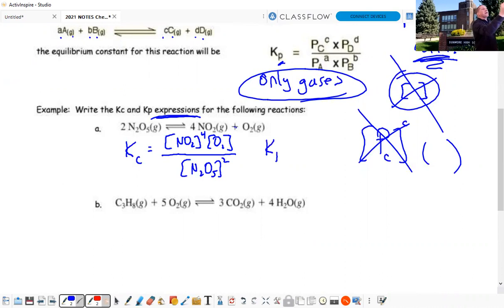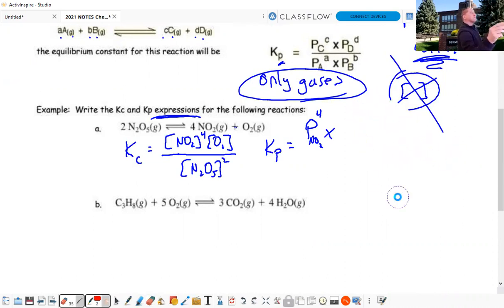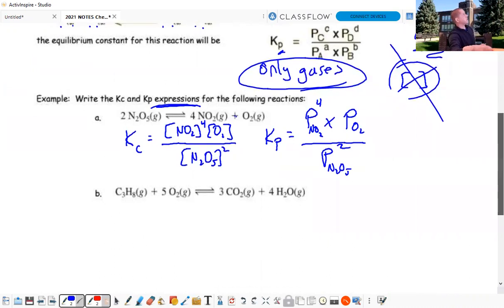So then when we write the KP, we don't use brackets, it would be marked wrong. Same thing, products, but now it's a partial pressure. So the pressure of NO2 raised to the 4th power, and I like to put the x in there, just like I had in my example. I always do that. Partial pressure of O2 to the 1st over the partial pressure of N2O5 squared. All right, so hit pause for a second and try the second one.